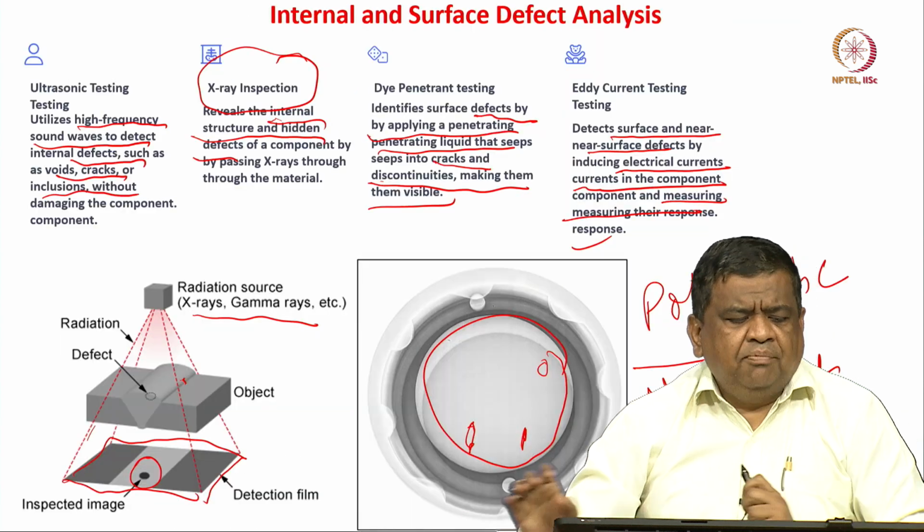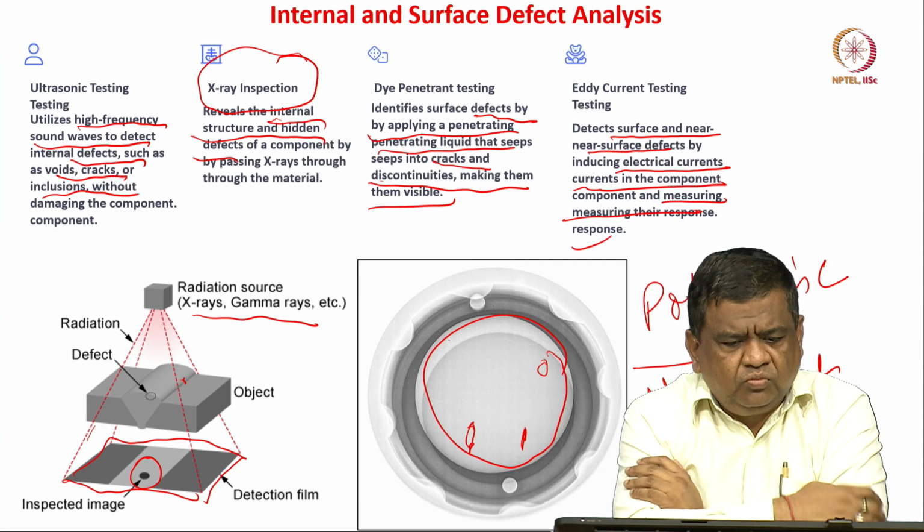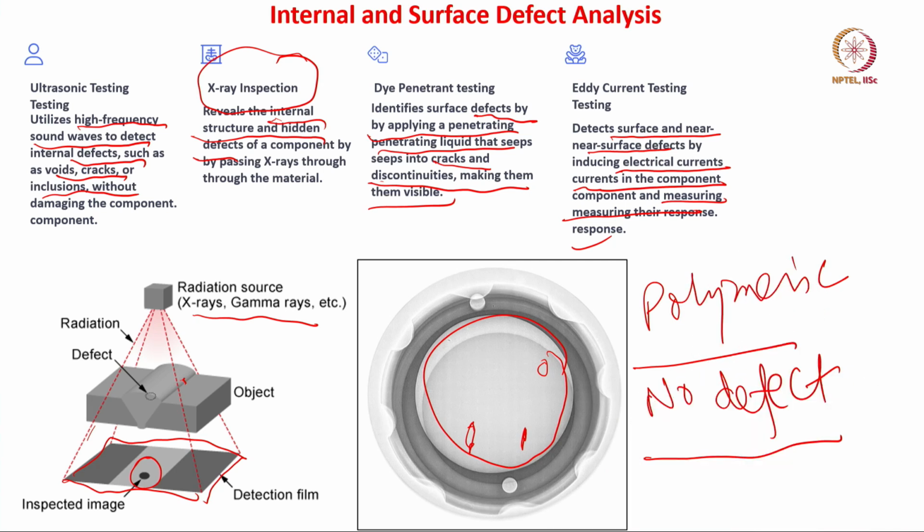So, this brings us to the end of this overview of additive manufacturing processes, as well as the different defects, internal defect analysis and quality control analysis of additively manufactured components.